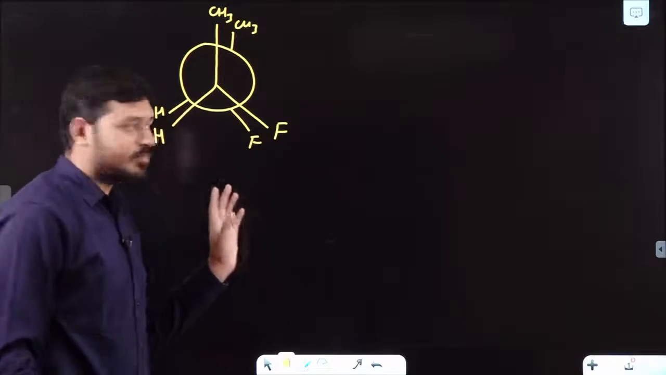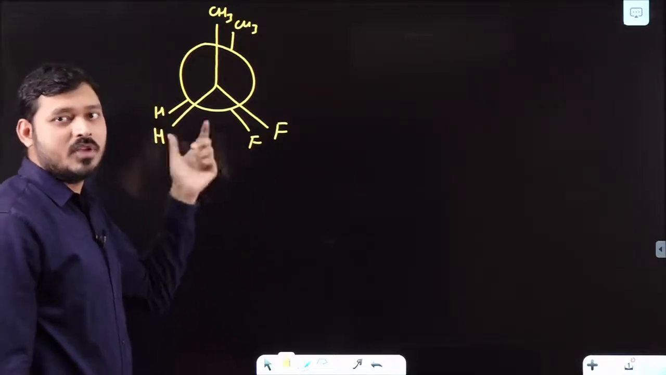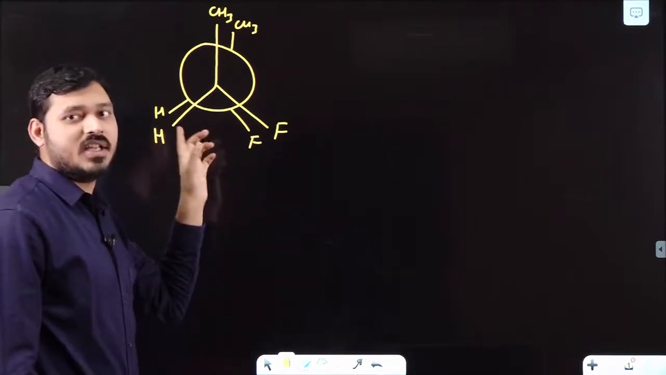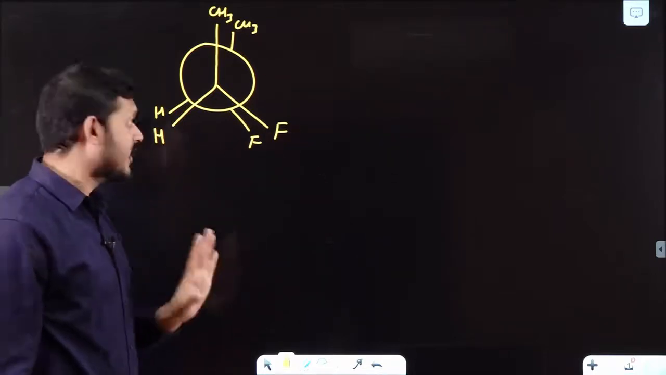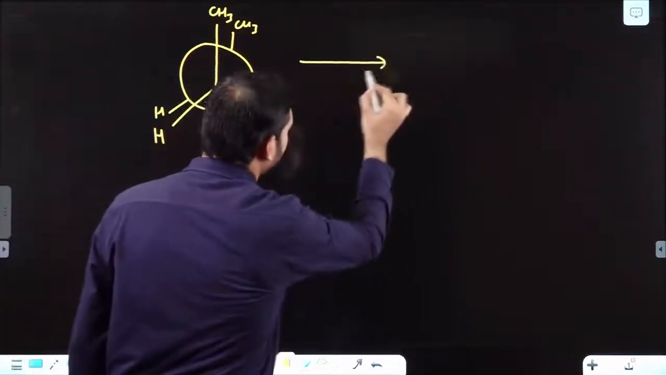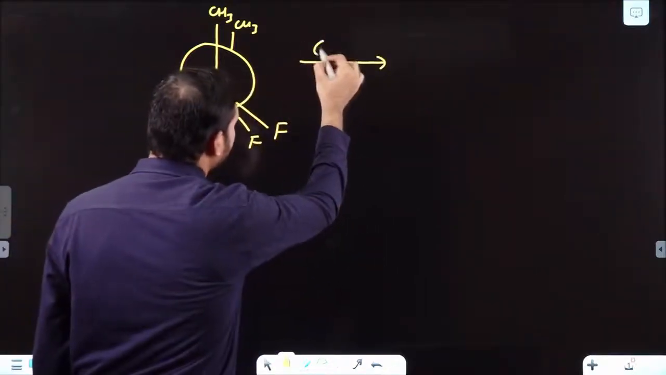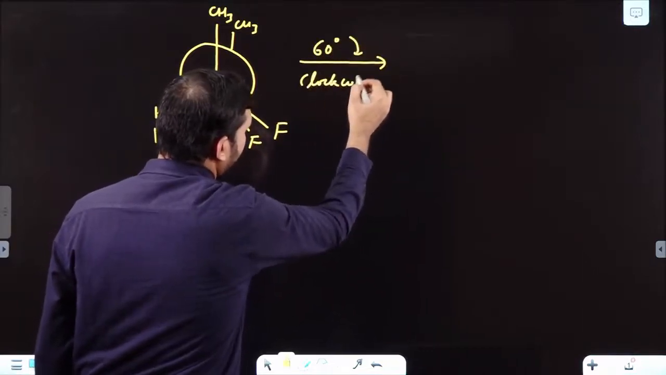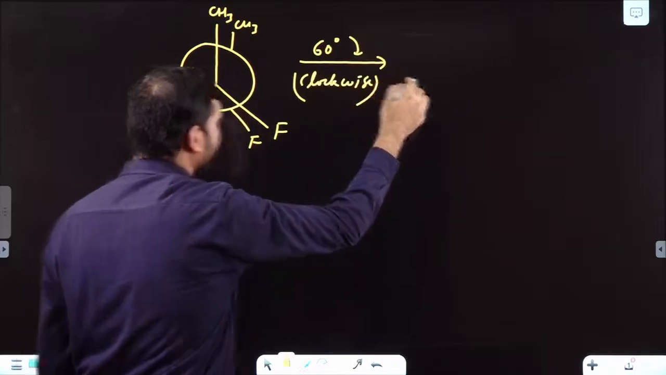Now dear students, let me give you one problem. You have to convert this one into its Fischer form and check whether it is meso or optically active. You have to do it yourself. I am doing something else. I am just rotating it 60 degrees clockwise. What will you get?